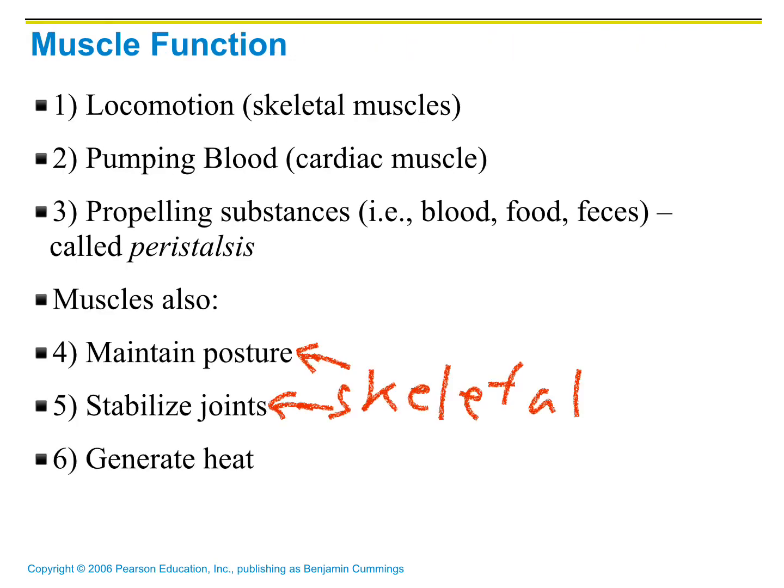Now, when we look on this slide, we know that locomotion is the function of skeletal muscles, as I said before, cardiac muscles to pump blood, and then the peristalsis, which is that rhythmic contraction of muscles that we've talked about in other chapters. That's what's going to propel things like blood in the blood vessels or food within a digestive system. When we talk about other functions of muscles like maintaining posture and stabilization, we're talking about skeletal muscles. And we'll talk about the generation of heat from the activity of these muscles as well, and the percentages later on.